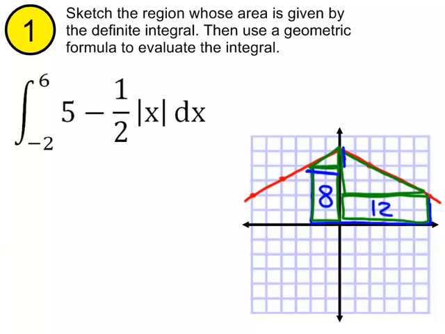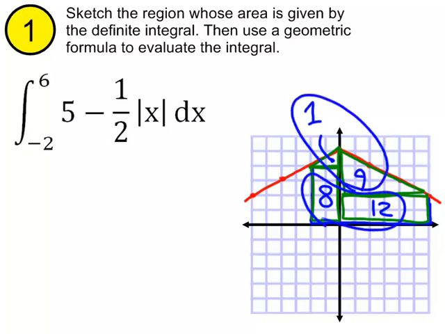So 1/2 base times height will give me 1 square unit. And then here we've got 6 units by 3 units. 1/2 of 6 times 3 will give me 9. So 1 plus 9 gives us 10. 8 plus 12 gives us 20. Our area is going to be 30.